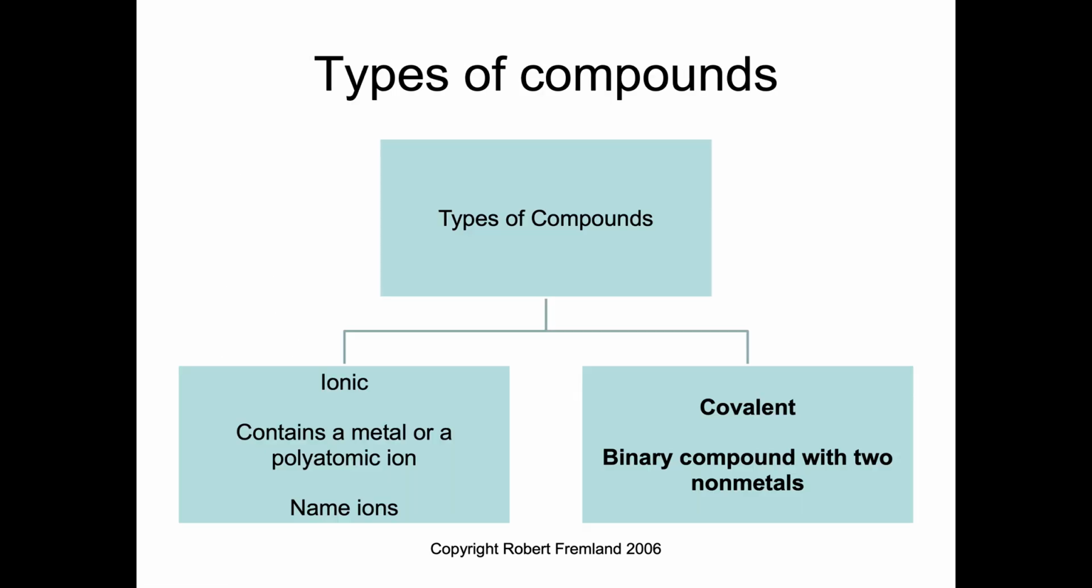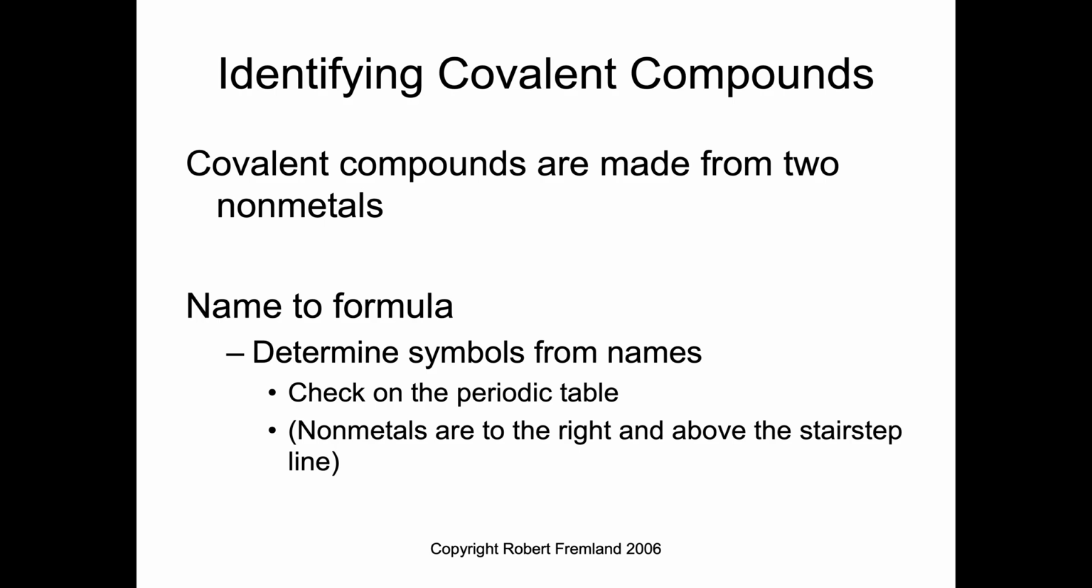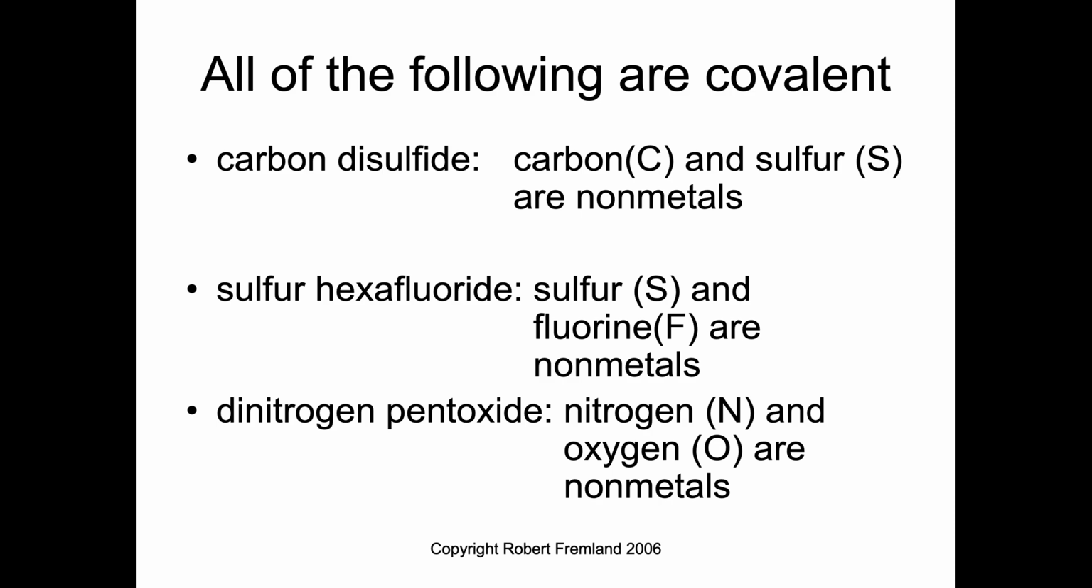All right, covalent compounds we'll do quickly. If you recall, we did nomenclature of these very early in the semester. They're made from 2 nonmetals. So how do we know? We get the symbols from the names. Carbon disulfide has carbon and sulfur. Remember, nonmetals are on the right-hand side above the stair step on the periodic table. Sulfur hexafluoride, sulfur and fluorine are both nonmetals, so it's a covalent compound.